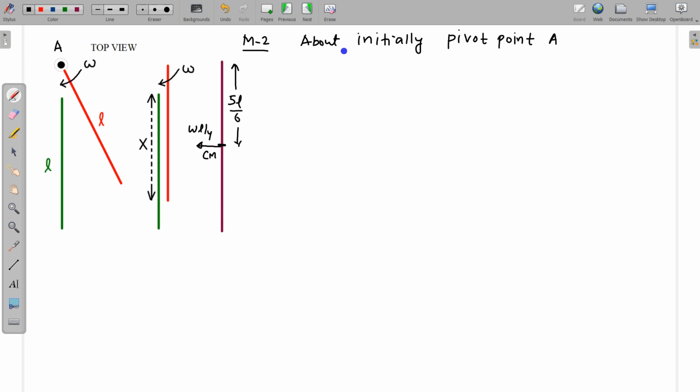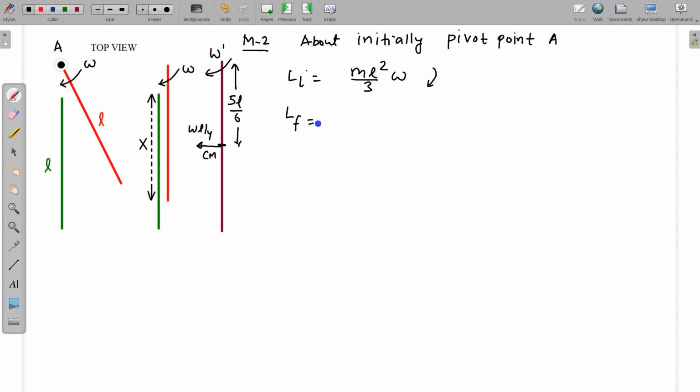Method number 2: about the initial pivot point A. So L initial, we have already calculated this. L initial is ml square by 3 into omega. This is in the clockwise sense, and I am taking clockwise as positive. What is L final here? For L final, you have to keep in mind this system as a rigid system, and I am writing about this point. Let us assume the angular velocity is omega dash in the clockwise sense only.